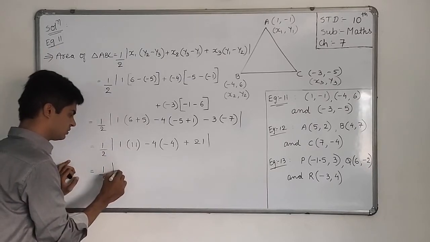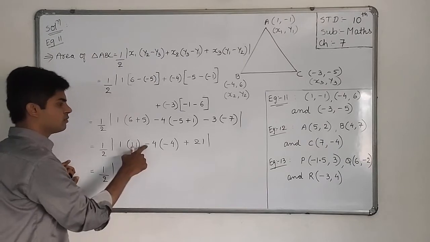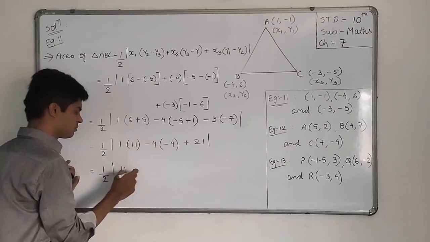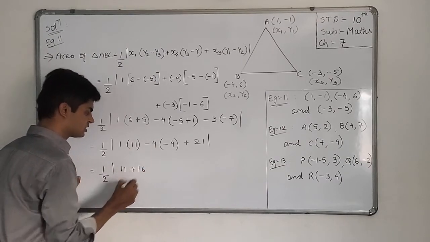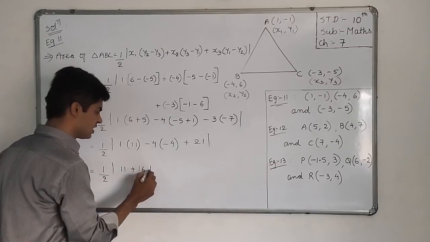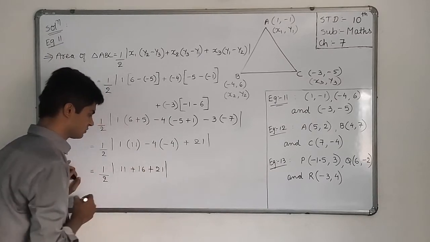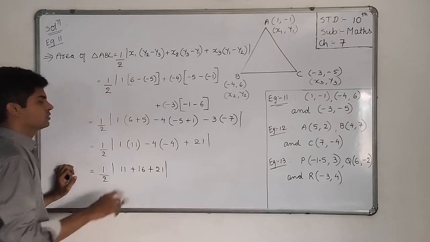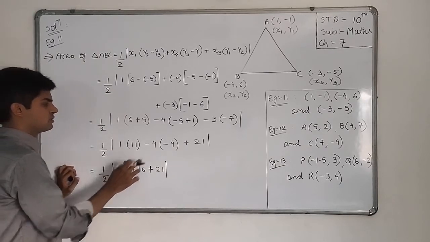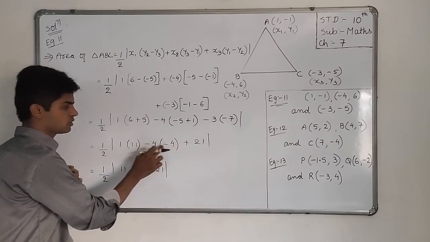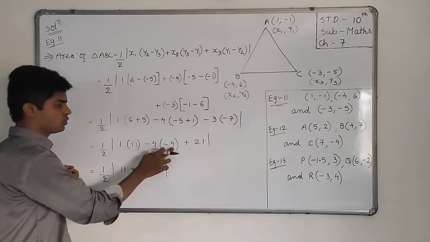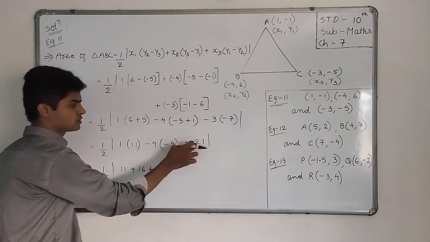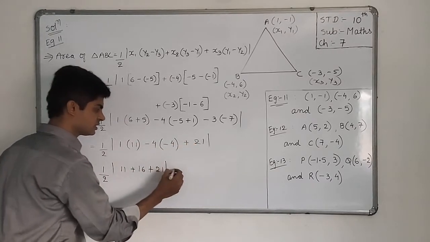1 into 11, that will be 11. Minus 4 into minus 4, minus minus plus, 4 4s are 16. Again this at last plus 21. Understood? 1 into 11, 11 minus 4 into minus 4, minus minus plus, 4 4s are 16. Plus 21 will stay as it is.